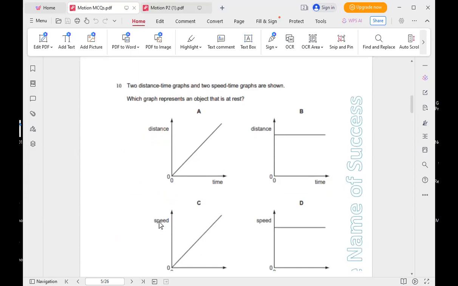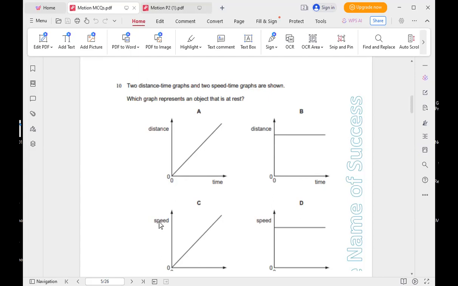Now come to question number 10. Two distance time graphs and two speed time graphs are shown. Which graph represents an object that is at rest? A rest object means distance will be 0 or speed will be 0.